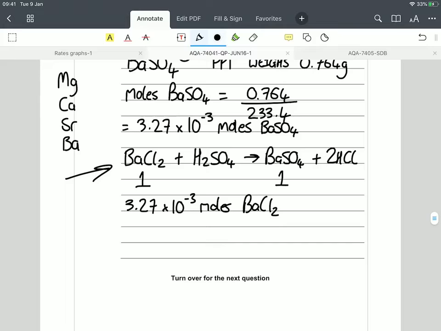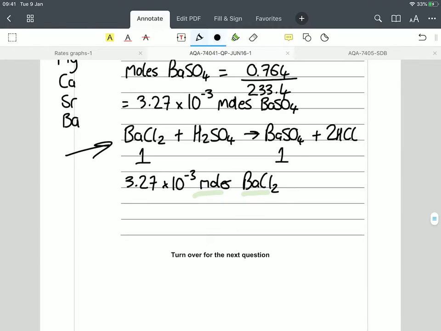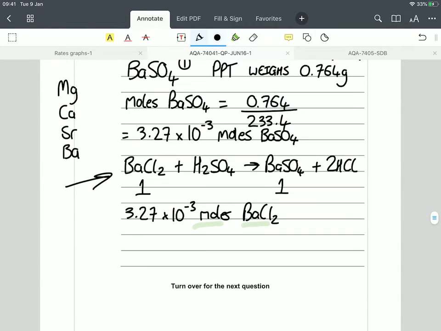So, if we've got the moles and we've got the formula, we can calculate the mass, right? So, mass is moles times Mr. Again, we're going to have to calculate the relative formula mass of barium chloride. So what was barium? 137.3. Okay, and we've got 2 chlorines, so 35.5 plus 35.5.